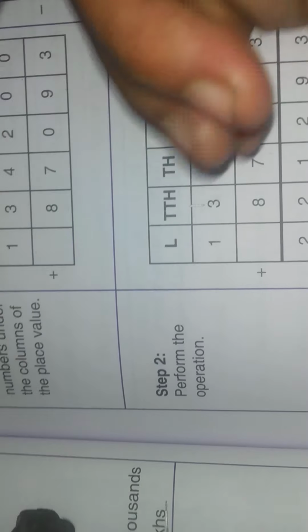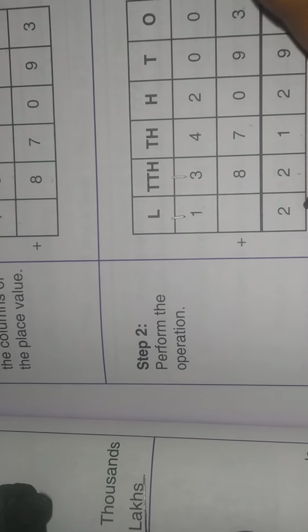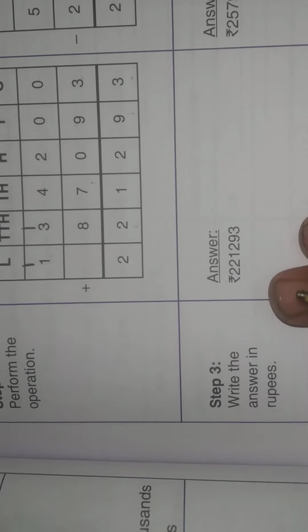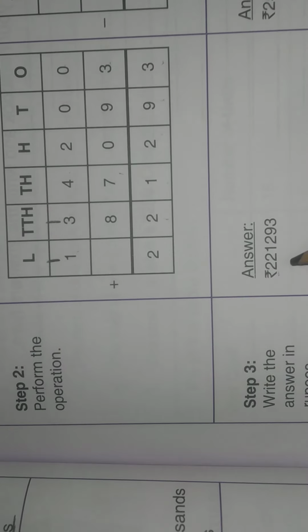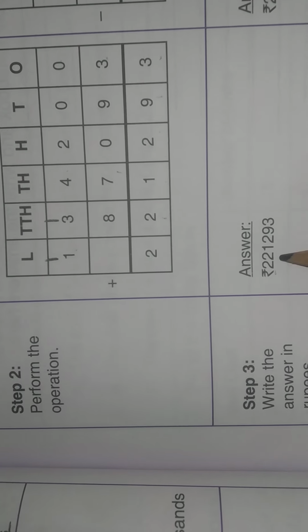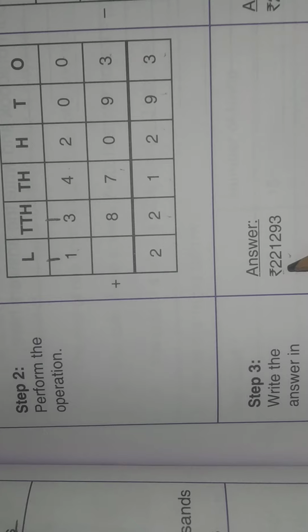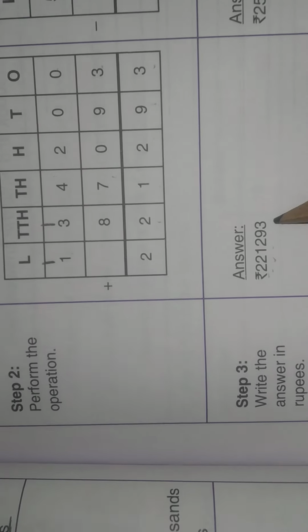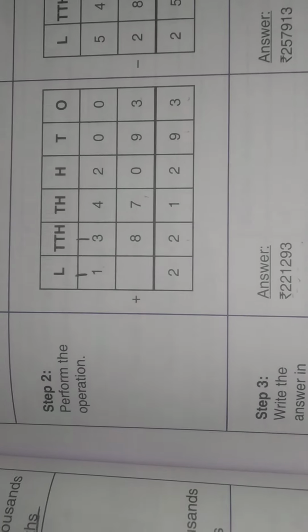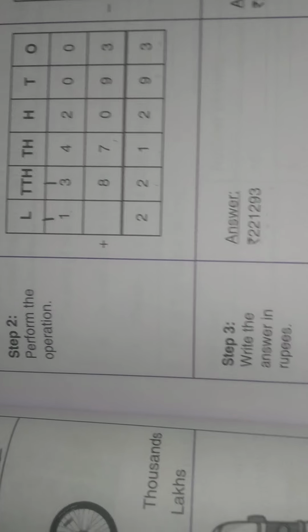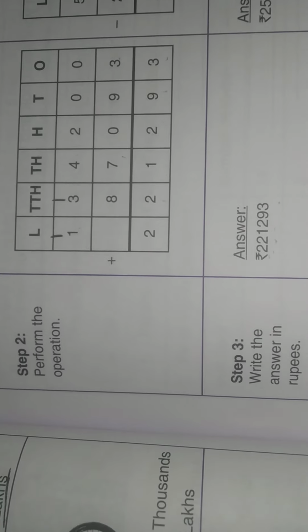So we have to write here 2 and 1 is a carryover. 1 plus 1, 2. Got it? So in the last we have to write the answer, 2,21,293. Now look at these sums, everyone, and write it down in your notebook. I'll give you 1 minute. You have to complete your work.